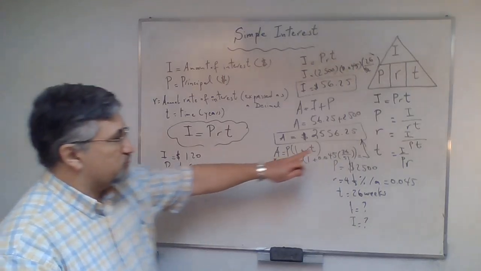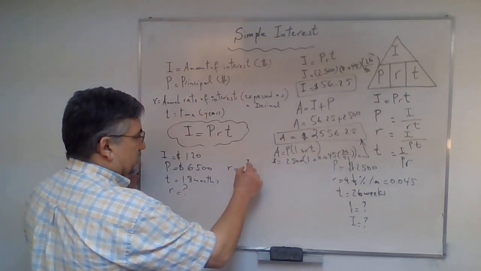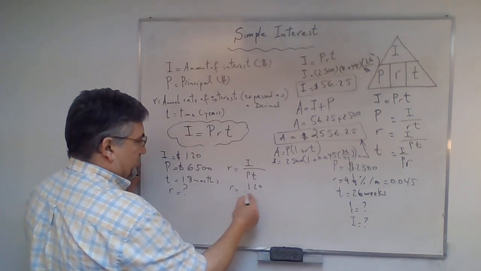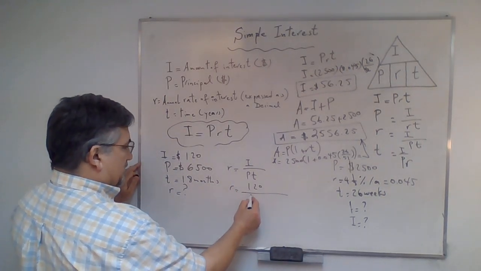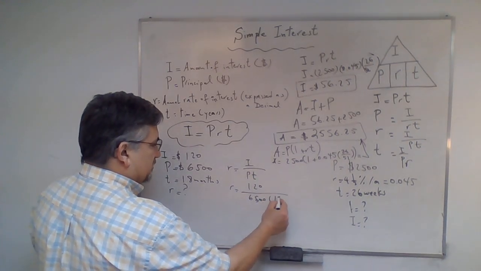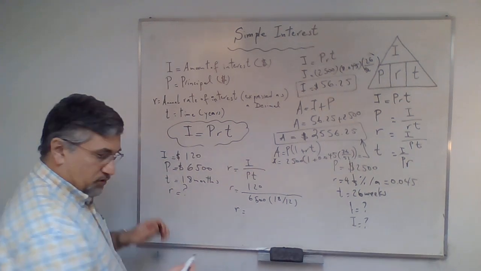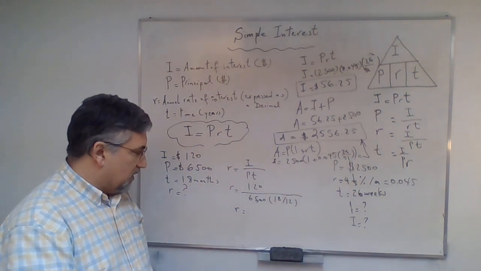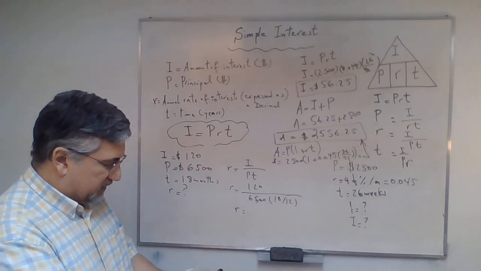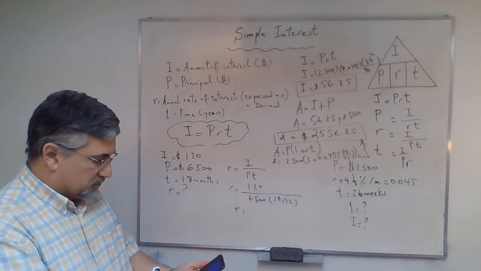So if we want to find the rate of interest, the formula is right there, I over PT. So we go R equals I over PT. Use the formula first. P is 6,500. Time is 18 months, which we have to divide by 12 to convert it into years, because there are 12 months in every year. And now, using the calculator, we can find out the rate of interest to see how much we're going to get here.